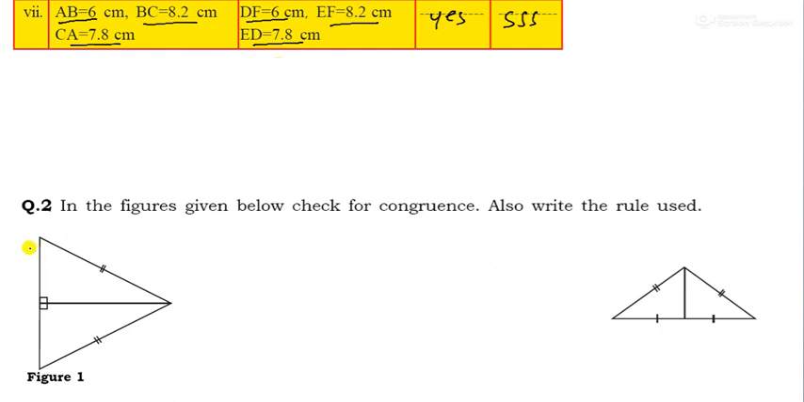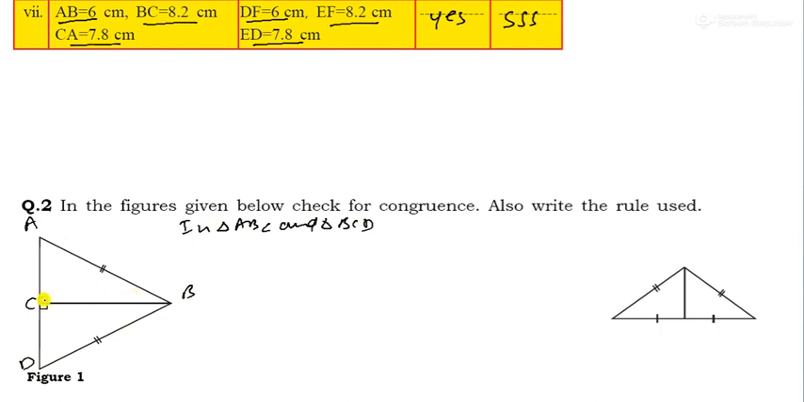Congruency. Now in question 2, it is given in your question. In the figure given below, check the congruency. Also write the rule which is used. So you can write the names. Suppose it is A, B and C, and here is D. Now you can write in triangle ABC and triangle BCD.